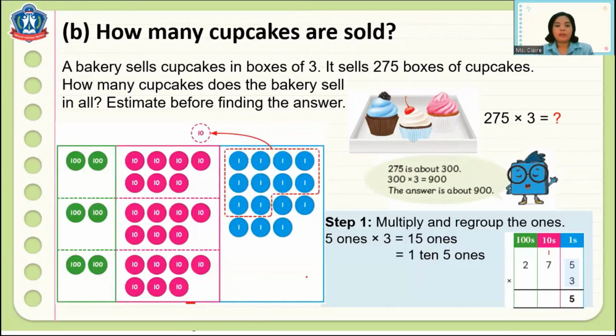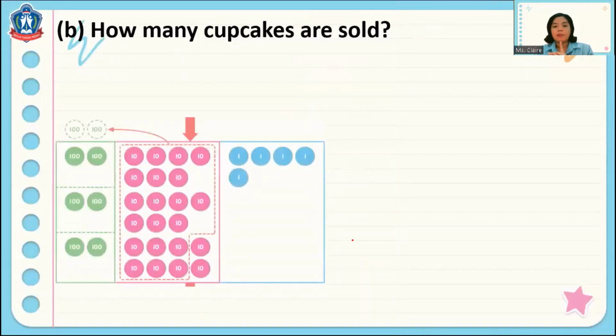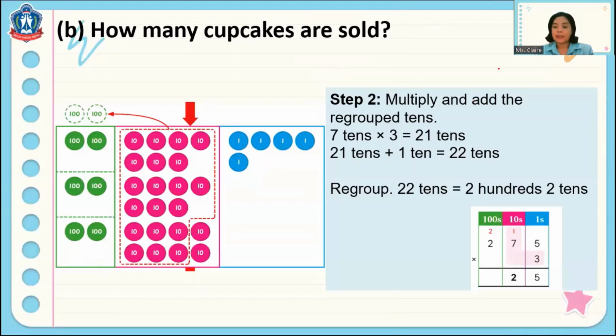So if we multiply 275 times 3, we will multiply and regroup the ones. It means 5 ones times 3 is 15 ones. We regroup the 10. We only put 5 here. That is step 1. Step 2, we multiply the tens. So we have 7 tens multiplied by 3, that is 21 tens. We add 1 on the top, the 1 ten, so we have 22 tens. 22 tens is equal to 2 hundreds and 2 tens. So we put only the 2 tens here, we regroup the 2 hundreds.